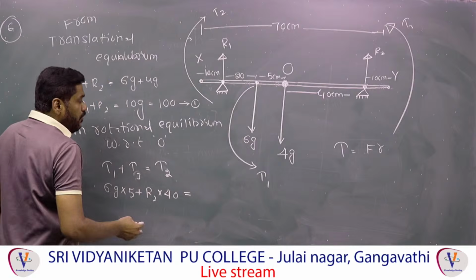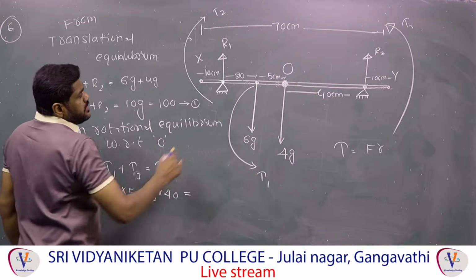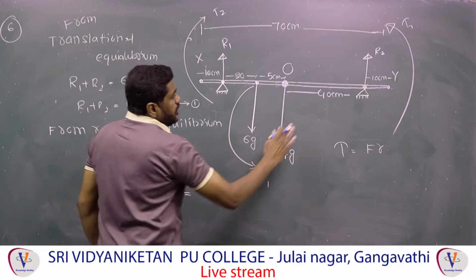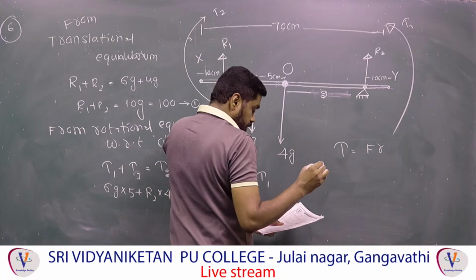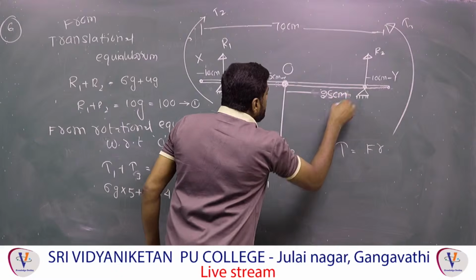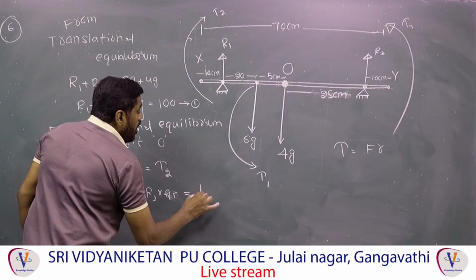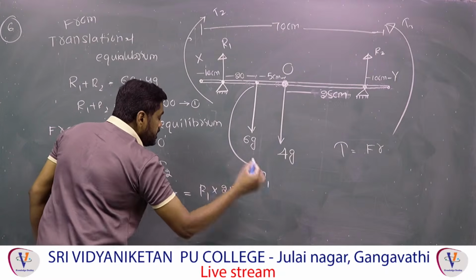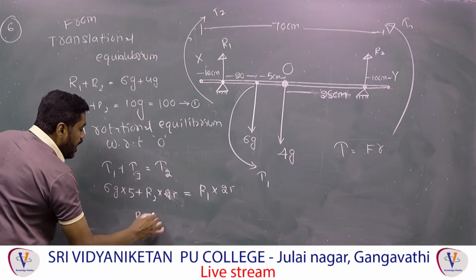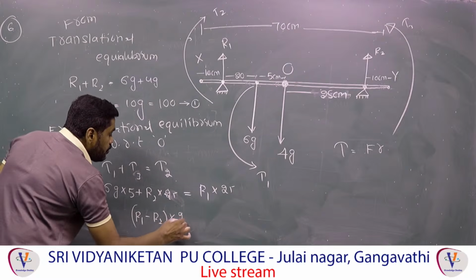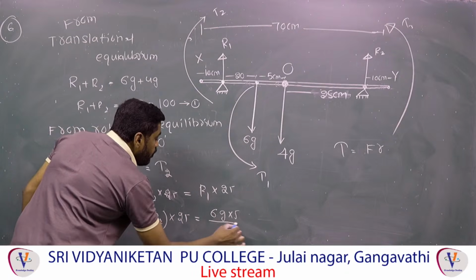So 25. Therefore, now you can find it from the center. From the center it is correct, it is 25. This is also 25, because the total is a uniform metal rod of 70 centimeter. Therefore, this is 25 centimeter, and this is also 25. Now R1 into 25 centimeter, and if you bring it to the other side, R1 minus R2 into 25 is equal to 6G into 5.